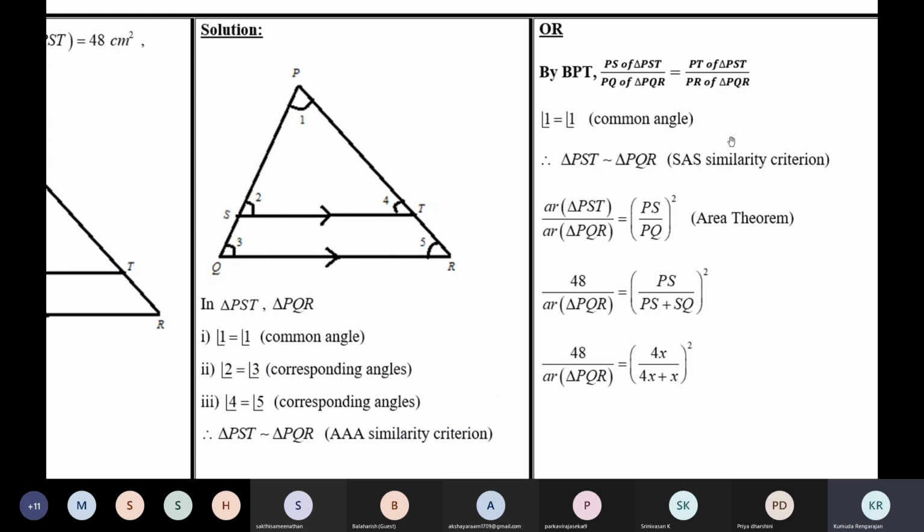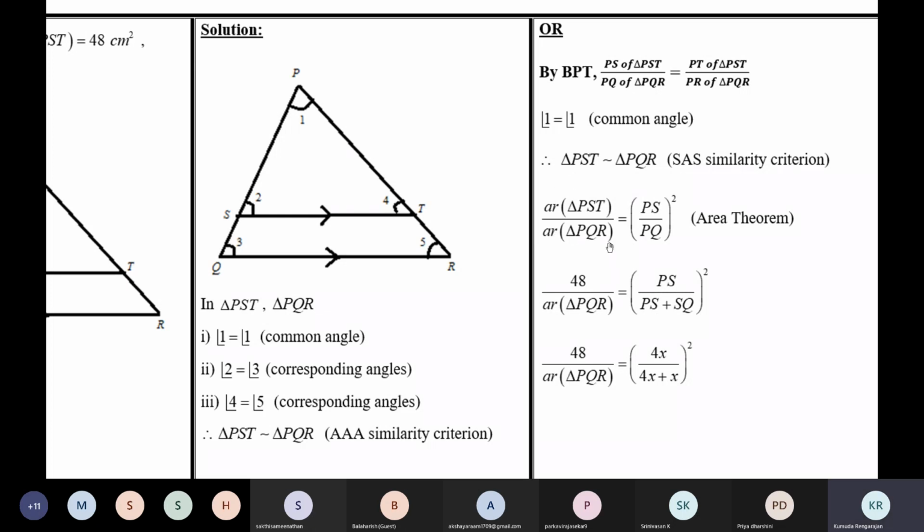Anyone will do. You don't have to do it both the ways. If you want to do it using SAS, it's like this. Sides proportional, included angle equal. So they're similar by SAS. Once you prove they're similar, then use the area theorem. PS by PQ, see here, 4 by 5.